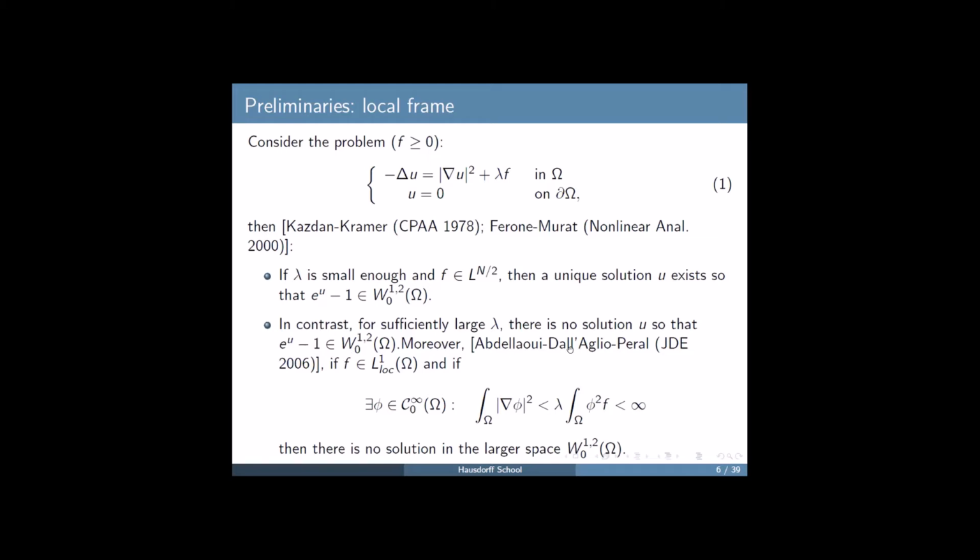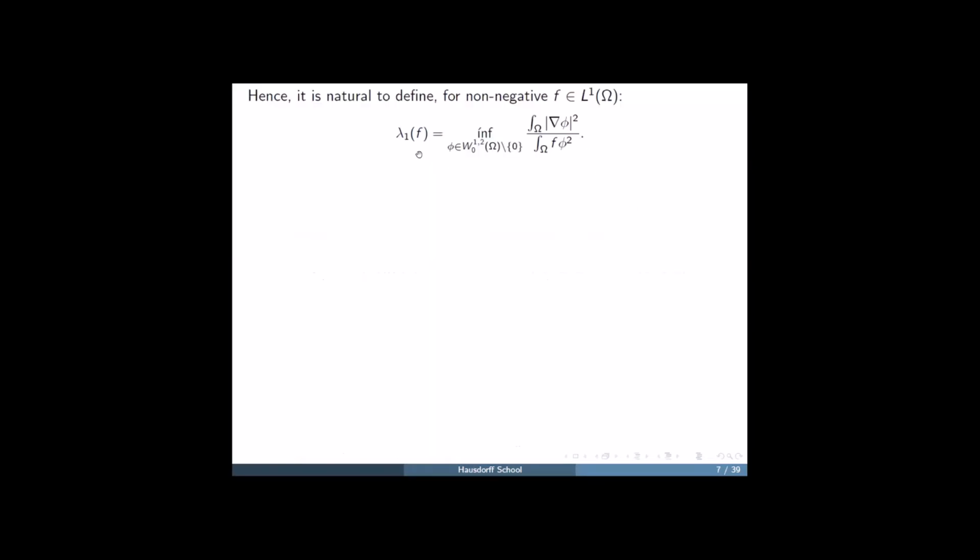Indeed, Abdellaoui, Dall'Aglio, and our friend Ireneo Peral proved that if the function f is locally integrable, and if there exists a smooth function compactly supported in omega so that this inequality holds, then there is no solution of problem 1 in the larger space W^{1,2}_0 of omega. So it makes sense to consider this variational quantity, and to impose the condition first that lambda_1 is positive. In that case, the function f is indeed in the dual space of W^{1,2}_0.